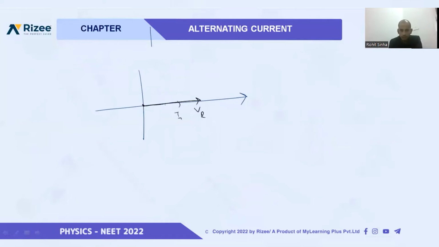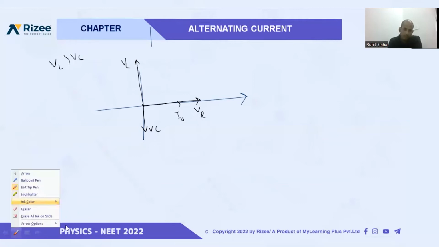Current was I naught. What I have assumed here is that it was VC, and I have shown you that it was VL, and VL was greater than VC. That means some resultant will remain in the direction of VL. That means I can show it like this. This is, suppose, the resultant VL minus VC. Now the resultant of these two vectors is this.